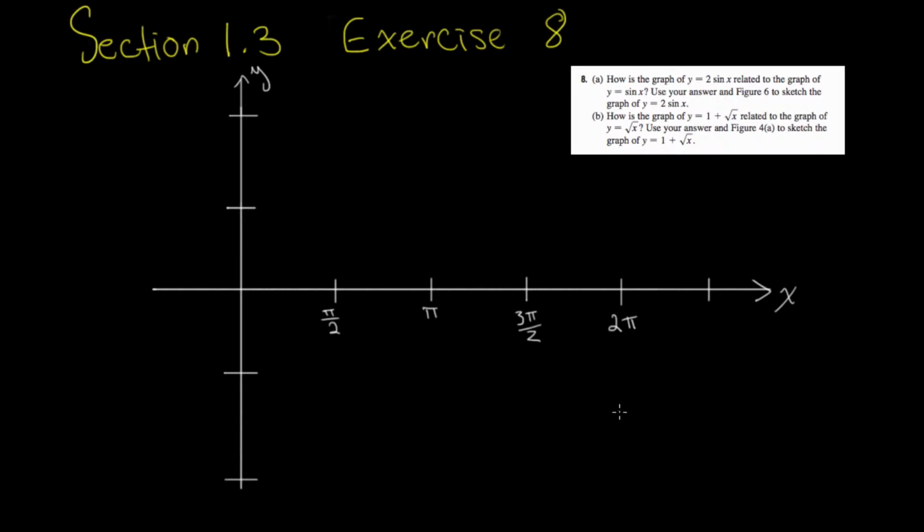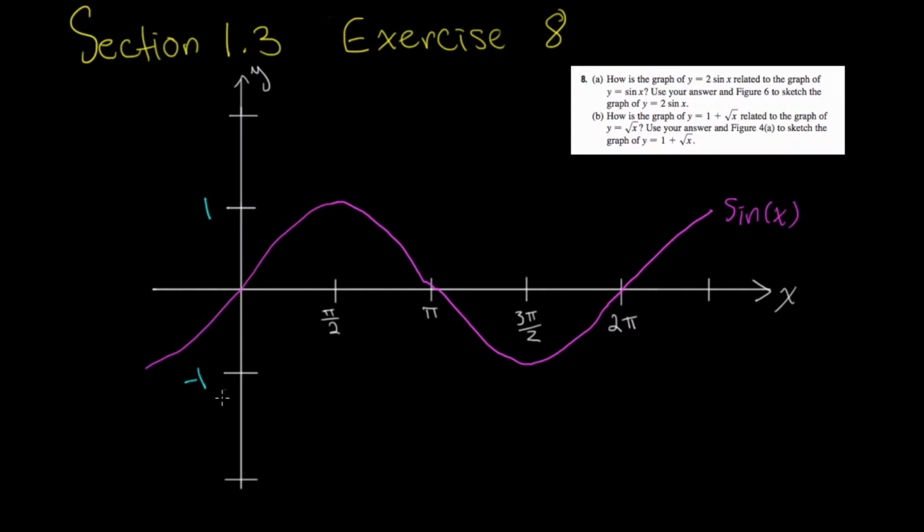If you don't have the book, figure 6 is just the graph of sine x, and I'm going to graph it here for you. It crosses the origin, goes up at pi over 2, down to pi, low there, and so on. This is sine of x, and its range is from -1 to 1, and that is important in this problem. You'll see why right now.